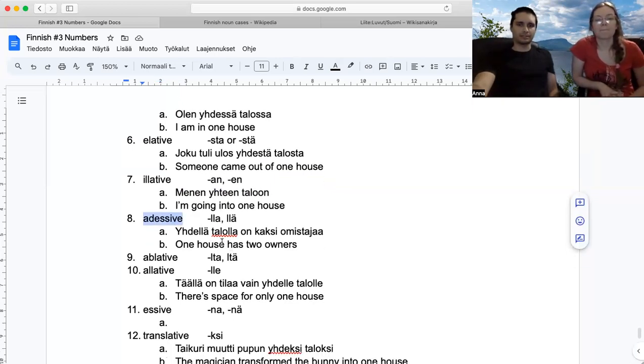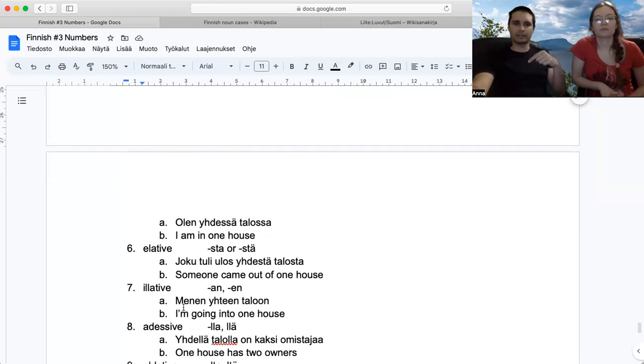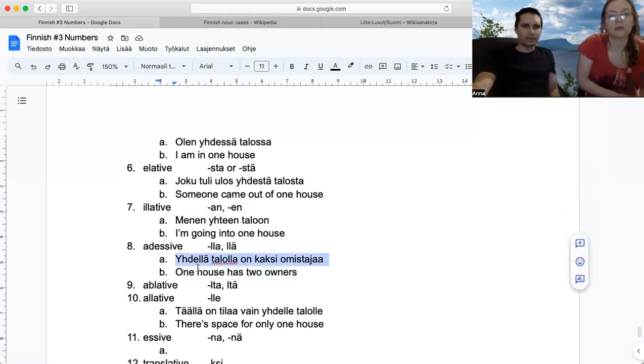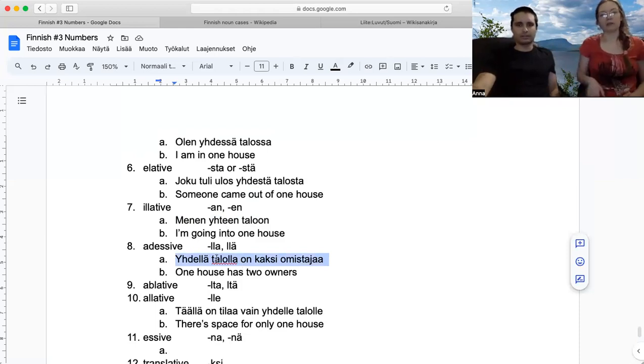Then adessive, it's a bit similar to inessive, but usually inessive is inside somewhere and the adessive is on a surface. And here we have the, where am I? Here it is, yeah. One house has two owners. Yhdellä talolla on kaksi omistajaa. Yeah, I will explain this one.